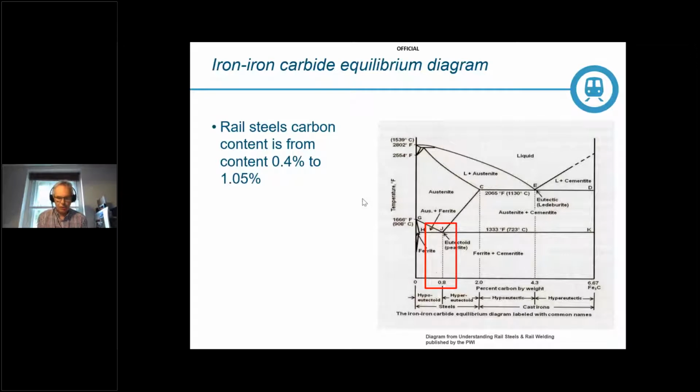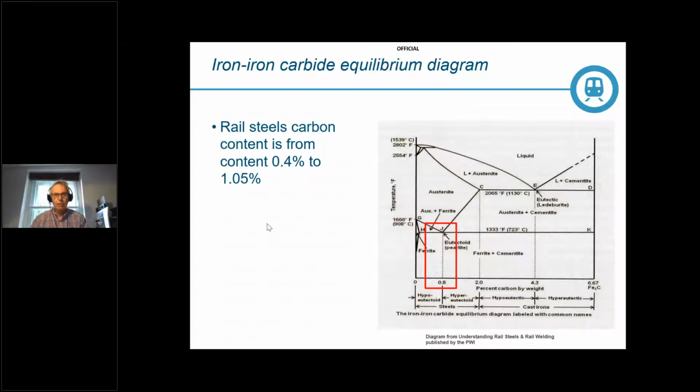Which is the range of the rail steels, and they have a carbon content from around 0.4 to 0.6 for a grade 220 steel. That's the basic, the old normal grade steel, up to the hardest heat-treated steels like grade R400 HT, which have a carbon percentage of 0.9 to 1.05. So it's quite a small area of the iron carbide diagram that we're interested in for steels.